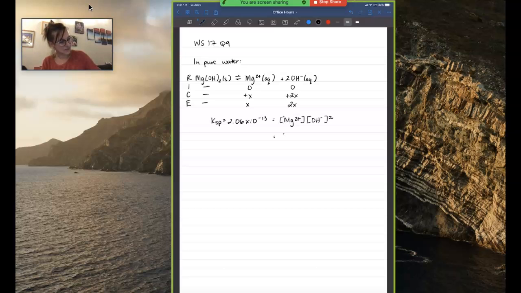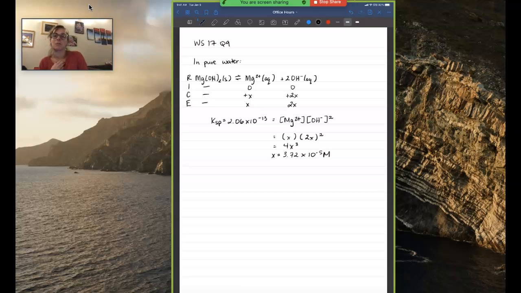And so this is equal to X times 2X squared. And so this is equal to 4X cubed. And so X, when you solve for it, you would want to divide 2.06 times 10 to the negative 13th by 4, and then take the cube root of that answer, and you should get X is equal to 3.72 times 10 to the negative 5th molar.